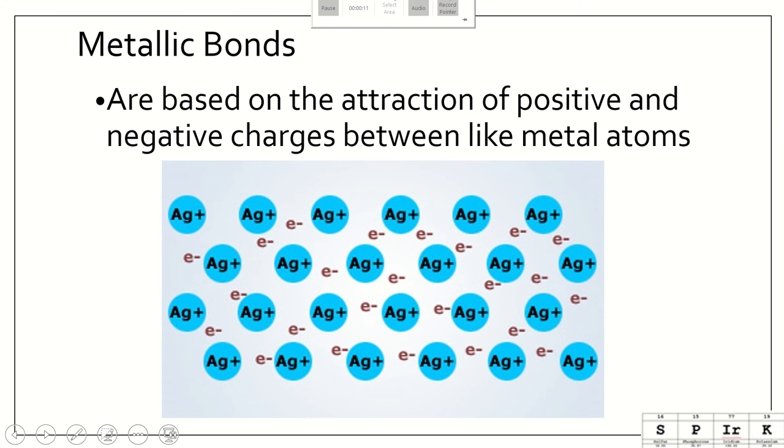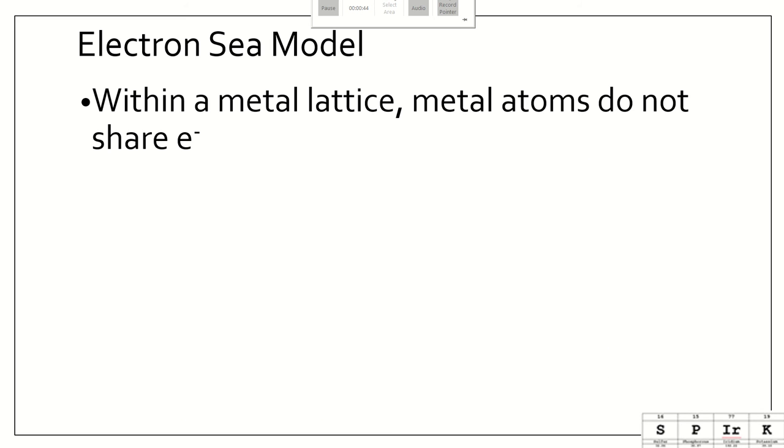So metallic bonds are based on the attraction of positive and negative charges between like atoms. And this should make sense because please remember that all metals are going to lose their valence electrons and become positive. So if you see from the diagram here, this is what a chunk of silver metal would look like. It's a bunch of silver ions with their outermost electrons sort of free flowing in between the atoms of silver. And we'll talk about that here coming up.